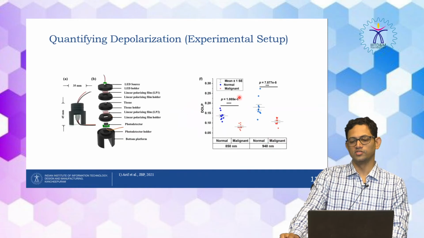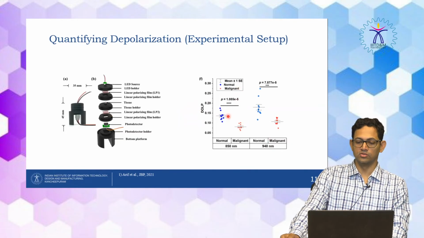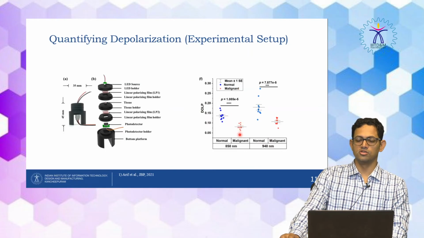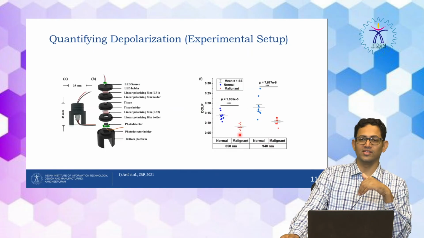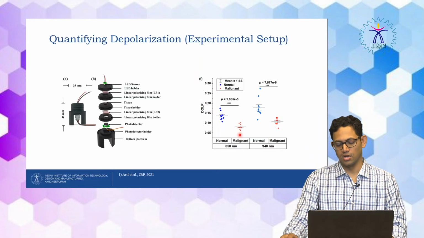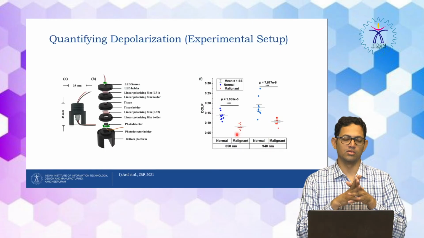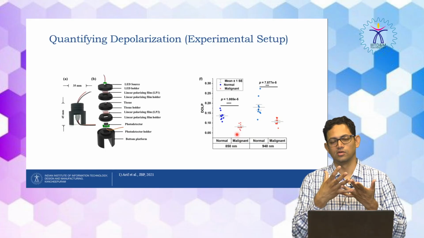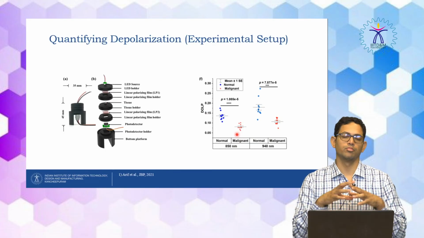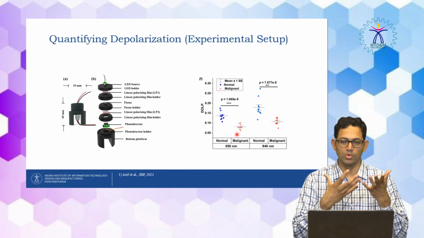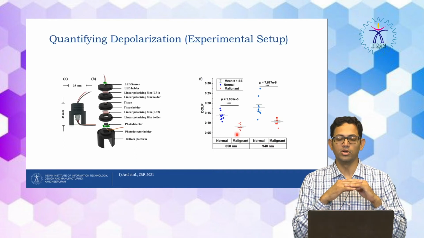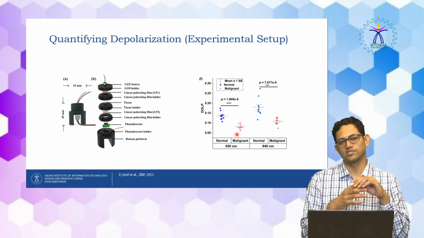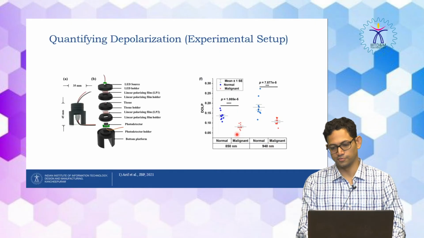What we have seen is that in the case of normal tissues, the degree of linear polarization is more as compared to the cancerous tissue. This is because in cancerous tissue there is more fibrosis and more disordered arrangement of the cells, because of which it loses more polarization as compared to the normal tissues. In other words, normal tissue is able to retain the polarization more as compared to cancerous tissue.